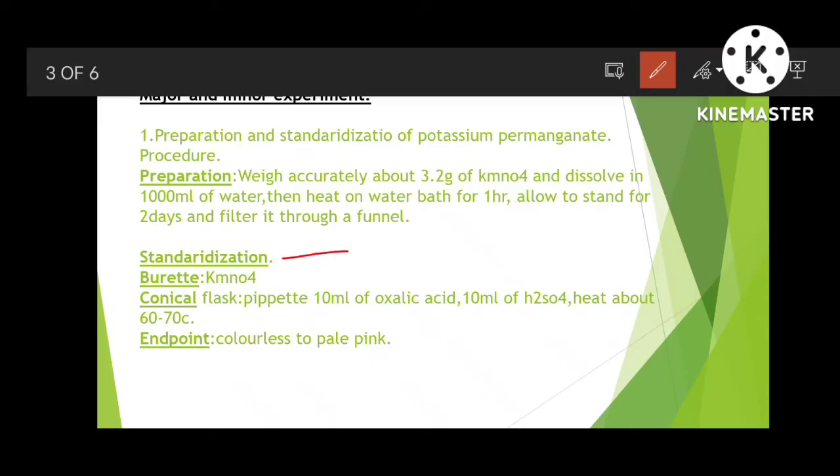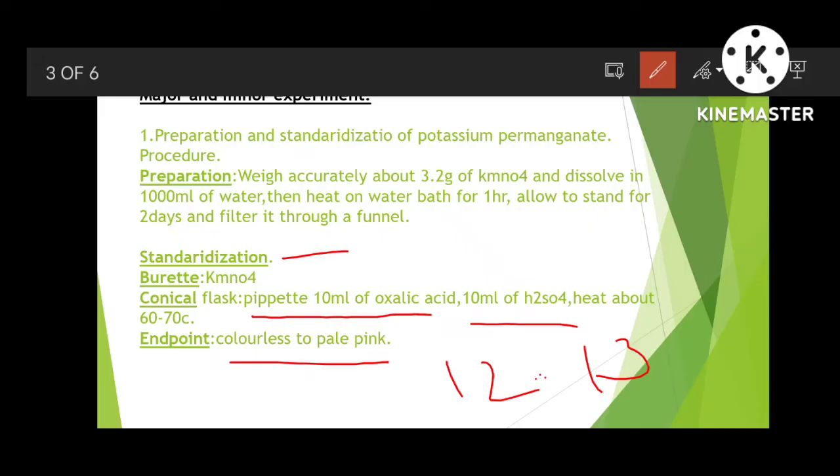The main important thing is standardization here. See, simple. In the burette, what do you have to take? KMnO4, potassium permanganate. Then in the conical flask, pipette 10 ml of oxalic acid, then 10 ml of sulfuric acid, then heat to about 60 to 70 degrees. After heating, titrate with this KMnO4. See, the end point will occur, colorless to pale pink. Approximately at 12 or 13 ml you will get the end point. Some will get 12, some will get 13.